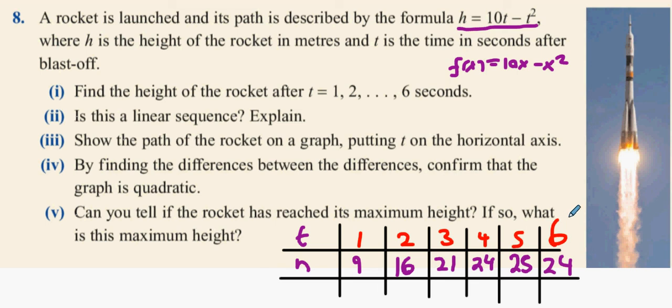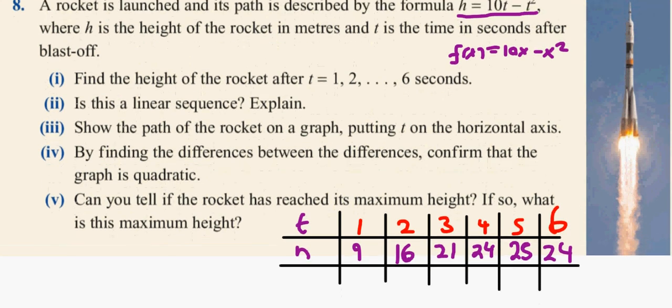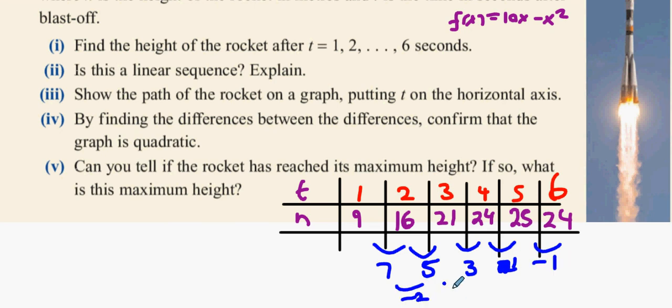Now, is this a linear sequence? Explain your answer. Well, the time is linear, but the height isn't. Why is the height not linear? So what's that? 7, 5, 3, 1 and minus 1, which means it's going down by 2 every time. Why is it not a linear sequence? Difference is not the same.